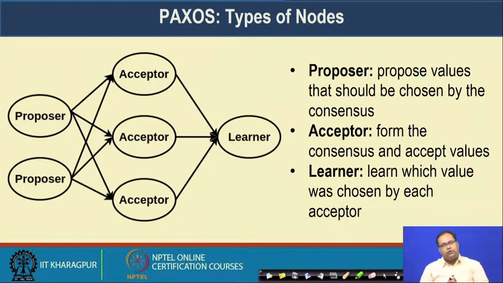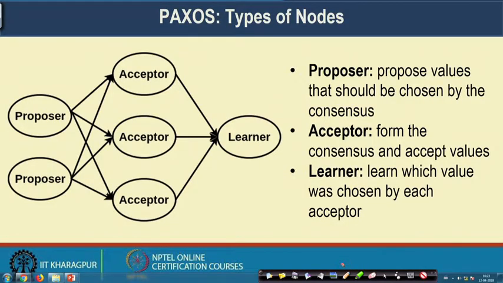So, you have certain proposers who are proposing the values. The proposed values should be chosen by the consensus algorithm. Here the proposers can propose a value, either to go to Subway or to go to CCD. Then you have certain acceptors, they form the consensus and accept the values. Whenever the acceptors hear a proposal from the proposers, they either accept it or reject it. Say if I am willing to go to Subway, but a proposal comes to me to go to CCD, I will simply reject it.